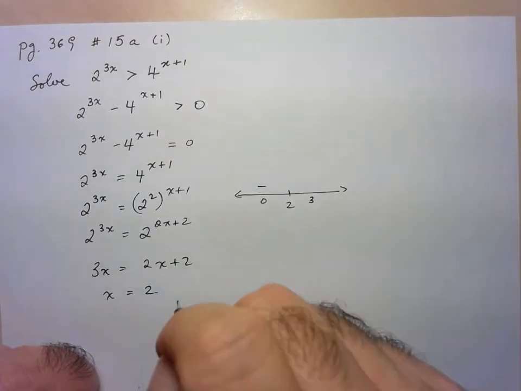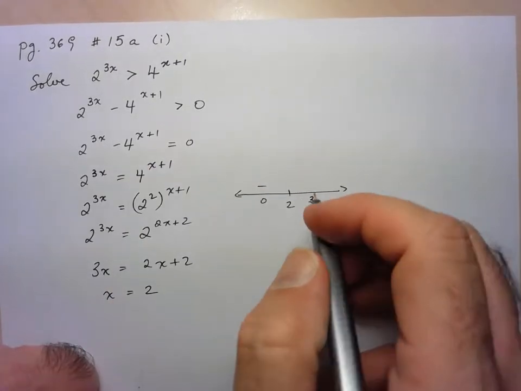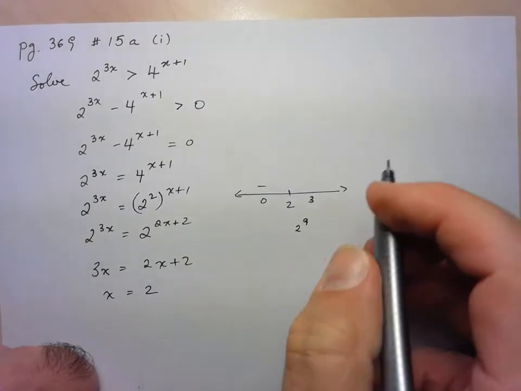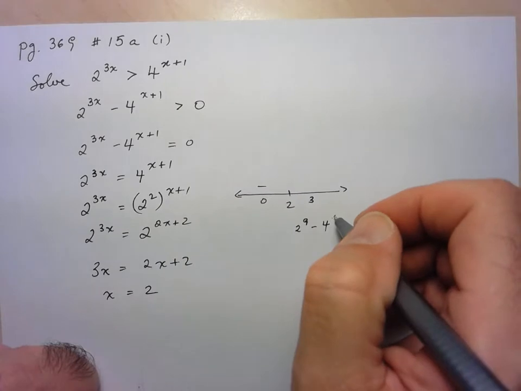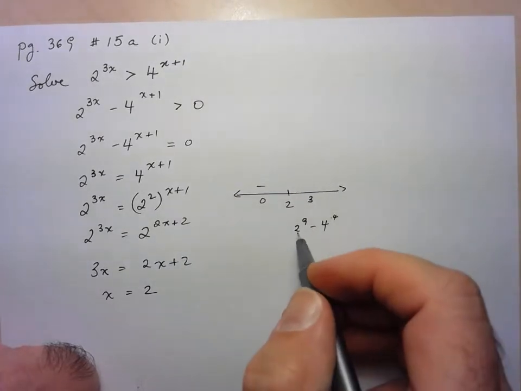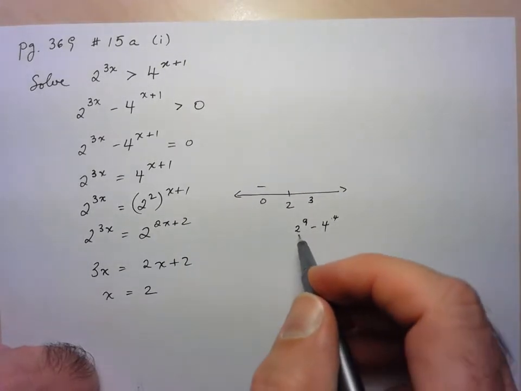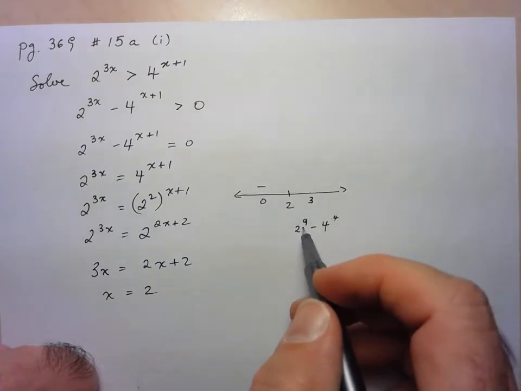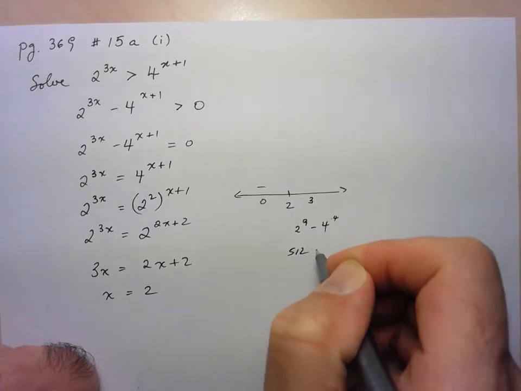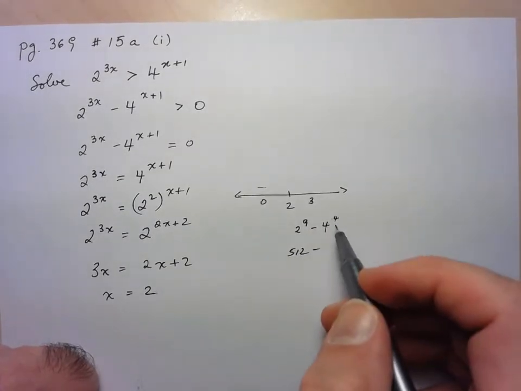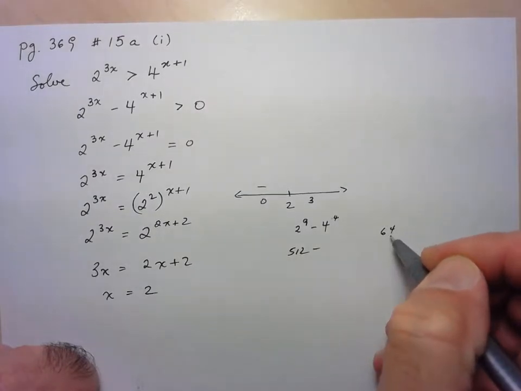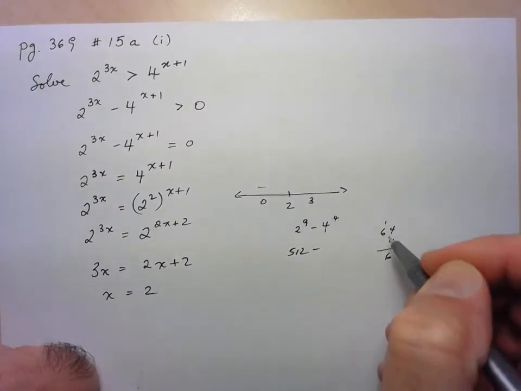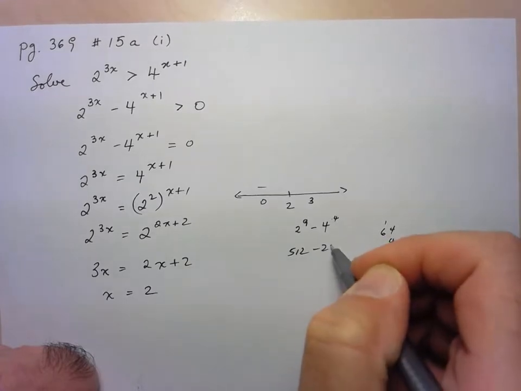Now let's take something greater than 2. Let's put in 3. So what do we have here? We have 2 to the 3x, so it's 2 to the 9, minus 4 to the 3 plus 1, which is 4. So 2 to the 9. Let's see if we can do this without a calculator. 2 to the 6 is 64, so 128, 256, 512, minus 4 cubed is 64. So 64 times another 4 is 256.